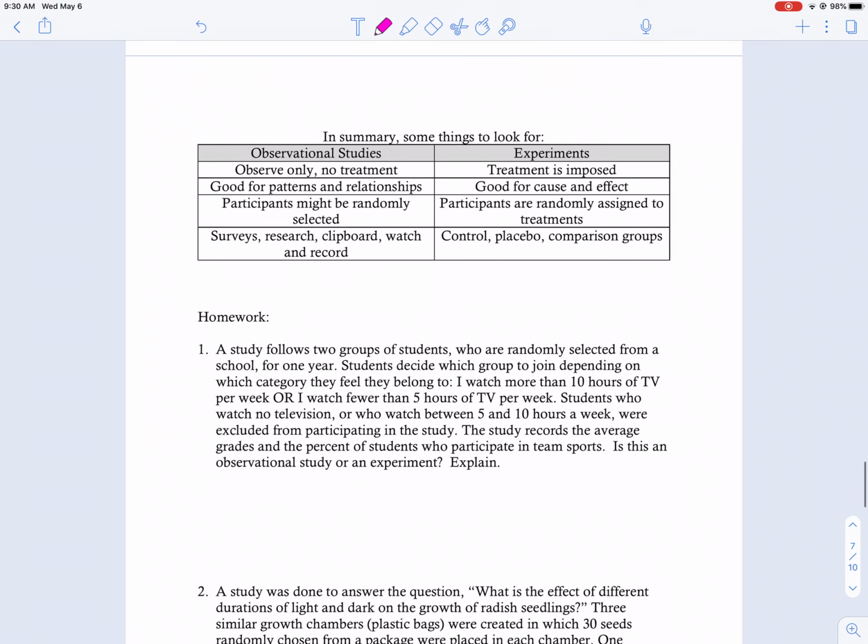Okay, so you have a little summary here, some things to look for. Remember your observational studies: observe only, no treatment, good for patterns and relationships. Participants might be randomly selected. You will see observational studies could include surveys, research, clipboard, watch and record. With experiments, treatments are imposed, good for cause and effect, they're randomly selected and assigned to treatments, and you have a control, a placebo, and you compare your groups.